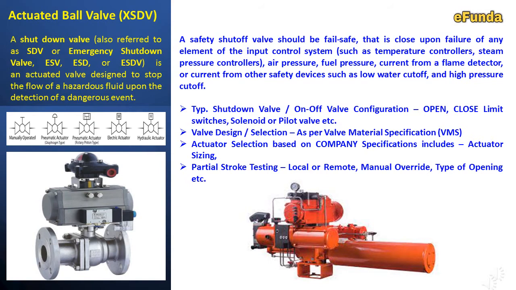Typical shutdown valve and on-off valve configurations are open, close limit switches, solenoid or pilot valves. Valve design selection is as per VMS. Actuator selection is based on company or client specification, which includes actuator sizing, partial stroke testing, that is local or remote, manual override, and types of opening etc., as can be seen from the picture provided.